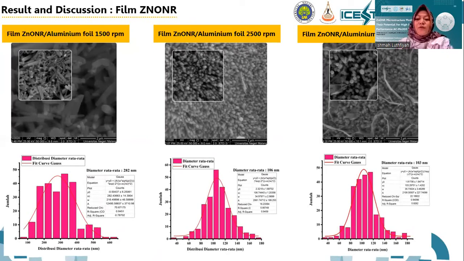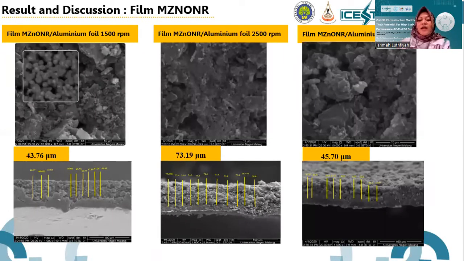And if you want to confirm the modification, we can characterize by scanning electron microscopy. For the pure nanorod, we get a performance like this. The rod really has an enriched film. But if we add activated carbon, Mn2O3, and carbon black, we can see this. And for the thickness, we can see that MZnONR at 1,500 rpm has a thickness of 43.76 micrometer.